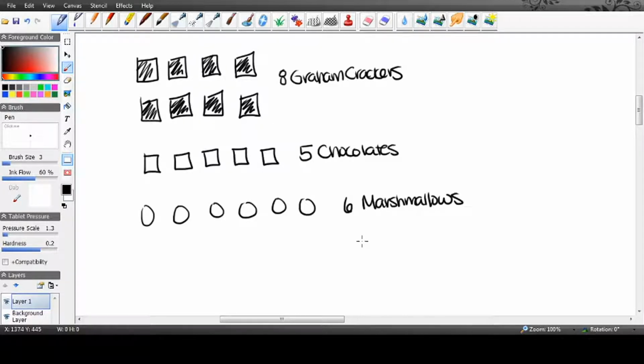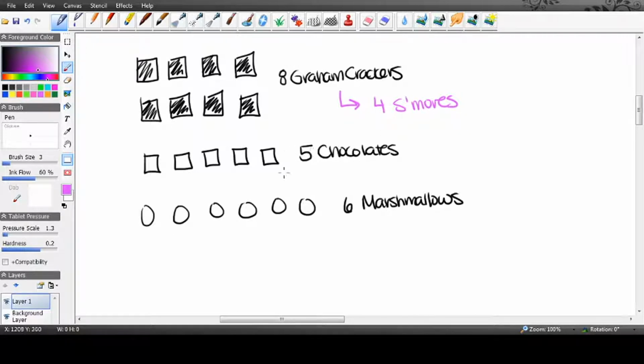Hopefully you all said 4. And the reason why you can only make 4 s'mores is because you need 2 graham crackers in order to make a s'more, right? You need 2 graham crackers, you need 1 piece of chocolate, and you need 1 marshmallow. So the fact that you only have 8 graham crackers, but you need 2 graham crackers in order to make 1 s'more, the graham crackers is going to limit how many s'mores you can make. The graham crackers could make a total of 4 s'mores.